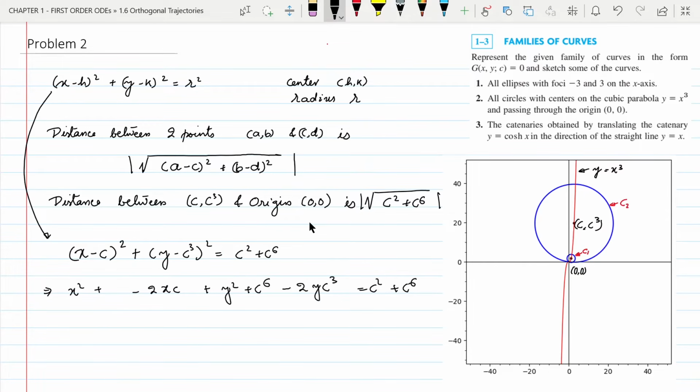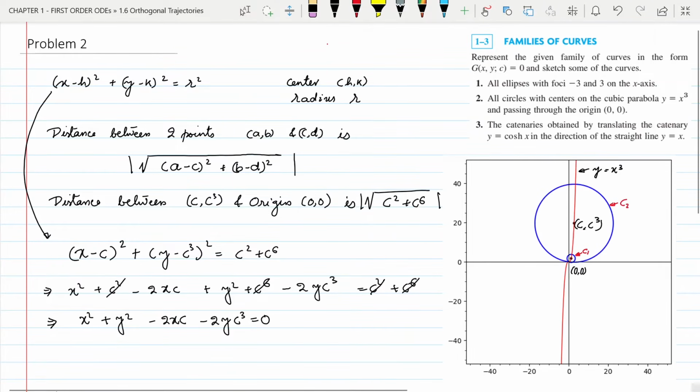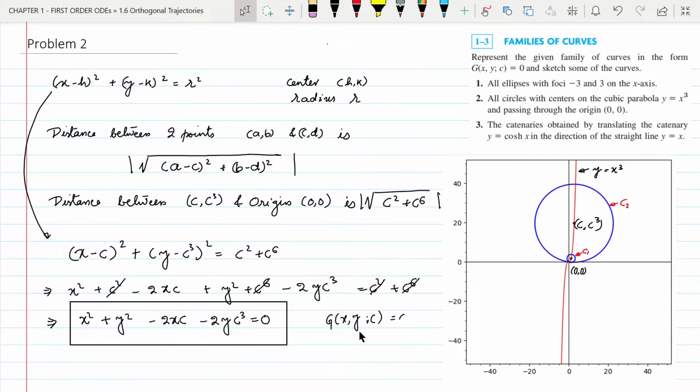This term is c square. So this c square and c to the power 6 terms cancel from the left and the right hand side, and this can again be written as x square plus y square minus 2xc minus 2yc cube equal to 0, and this is the desired equation in g(x, y, c) equal to 0 form. So this is the implicit equation of the family of circles with centers on the cubic parabola y equal to x cube and passing through the origin (0, 0).